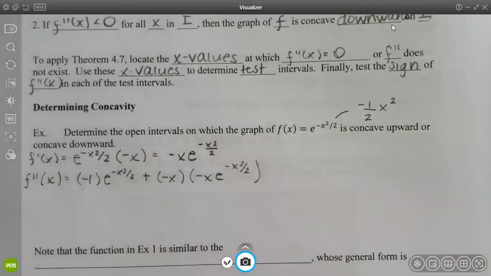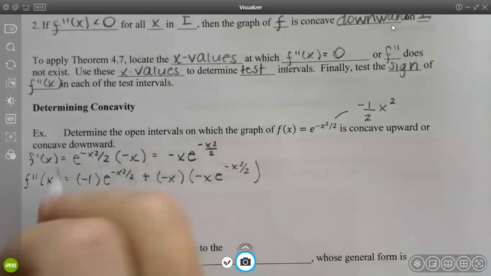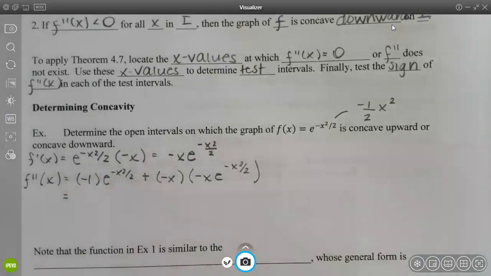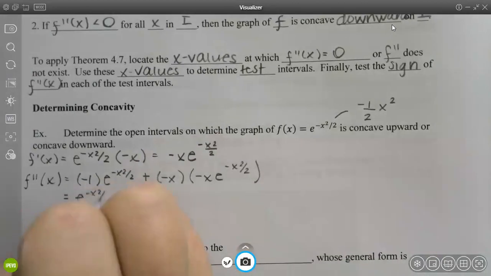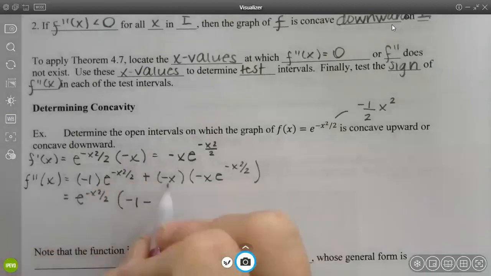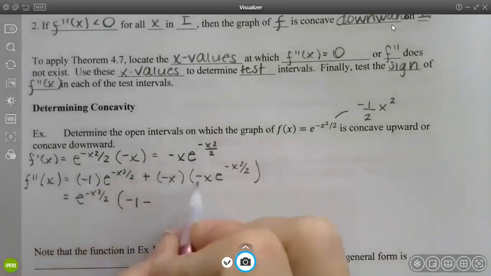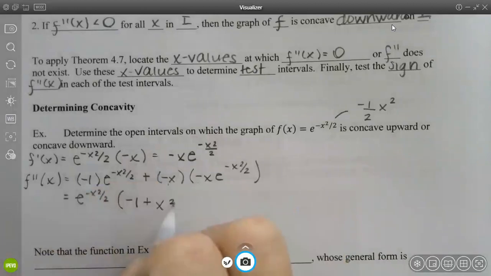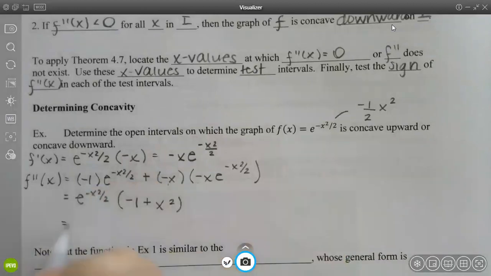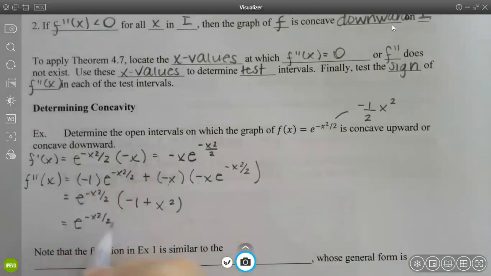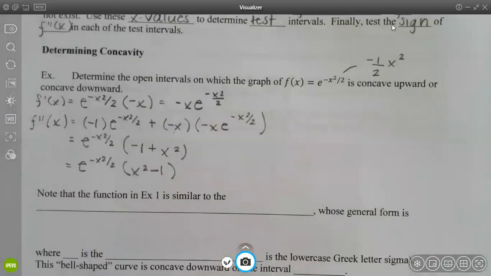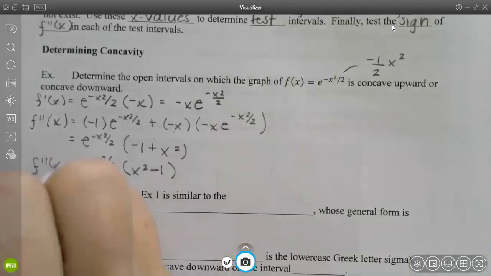What do you notice that they both have? They both have a negative x. When I factor that, I get a negative 1 minus x times negative x is plus x squared. But remember, they hardly ever write it like that. I'm happy with it like that. That's fine. But they'll turn it around. So when you look in your book, they have turned it around. So this is your second derivative.